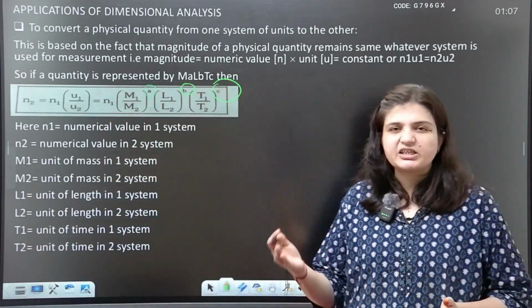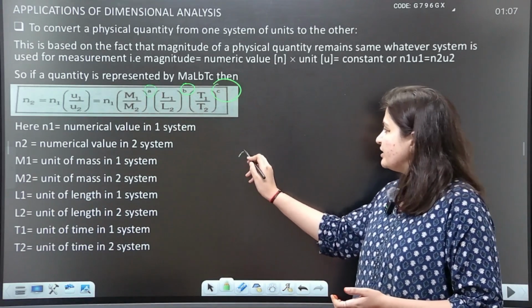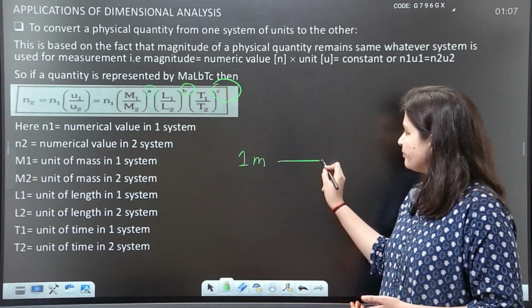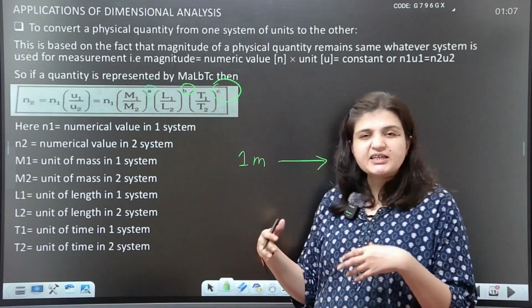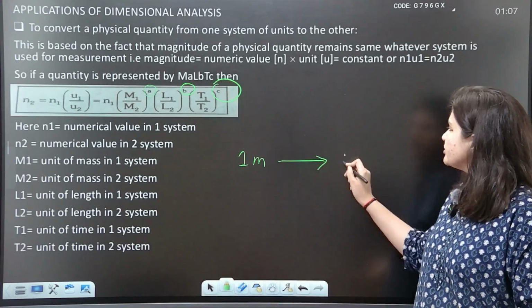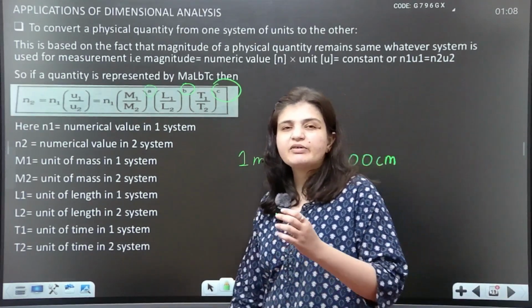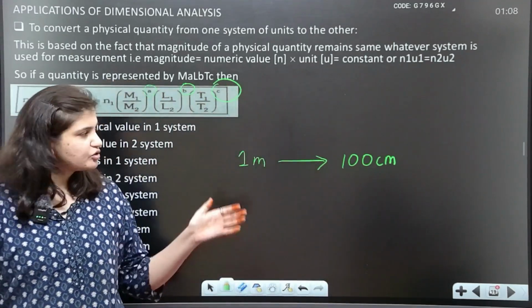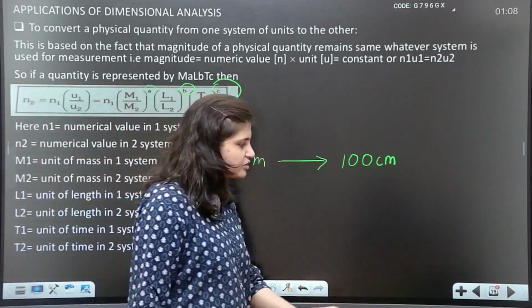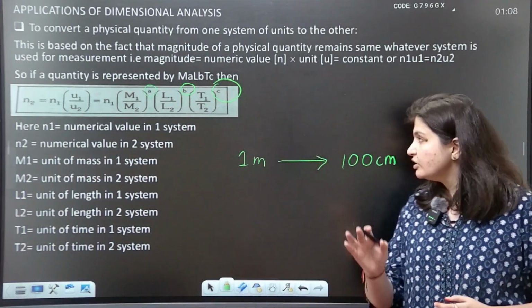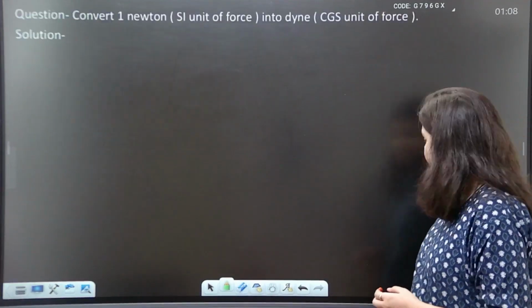Like if we have the length in meter, then to know it in centimeter, we have to change it into 100 centimeter. So what is 1 meter? 1 meter is 100 centimeter, so we have to multiply it. We have already gone through this concept of conversion.